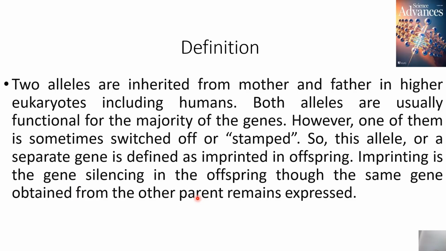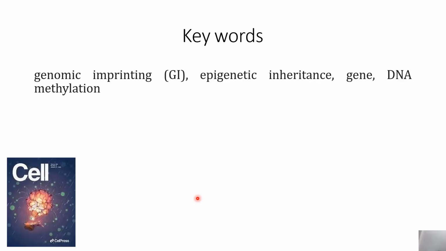So, two alleles are inherited from mother and father in higher eukaryotes, including humans. So, both alleles are usually functional for the majority of the genes. However, one of them is sometimes switched off or stamped, right? So, this allele or a separate gene is defined as imprinted in offspring. Imprinting is the gene silencing in the offspring, though the same gene obtained from the other parent remains expressed.